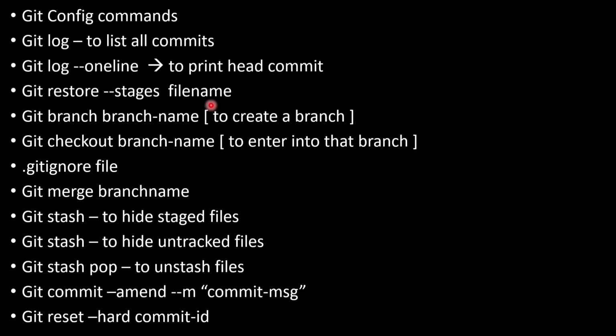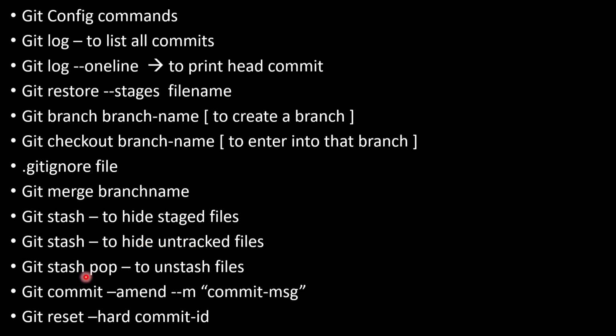Now if you want to create a new branch, we can use git branch followed by the branch name. This will create a new branch. To move from one branch to another, we can use git checkout followed by the branch name. To ignore some files from being pushed, we can use .gitignore, which git will ignore automatically when pushing to your remote repo. And to merge two branches, we use git merge followed by the branch name, which will merge one branch with another.